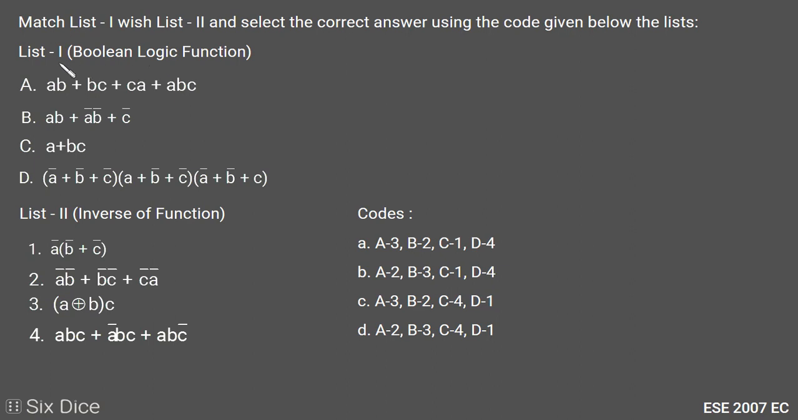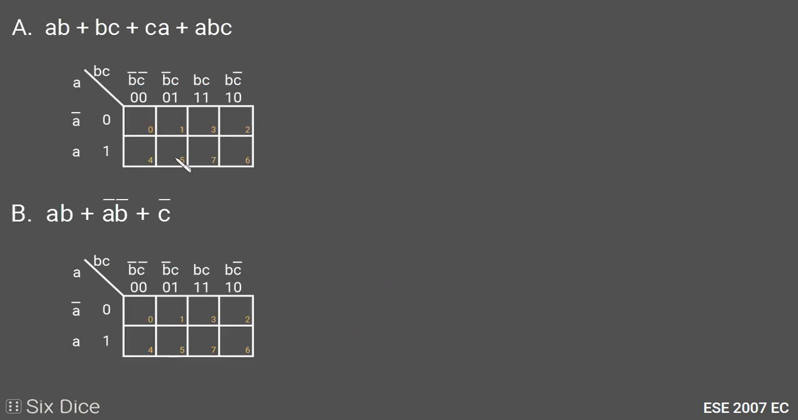Okay guys, in this question, List 1 has a boolean function and List 2 gives its inverse boolean function. So we need to match from List 1 to List 2 and write our answer from the given codes here. So let's start with option A.